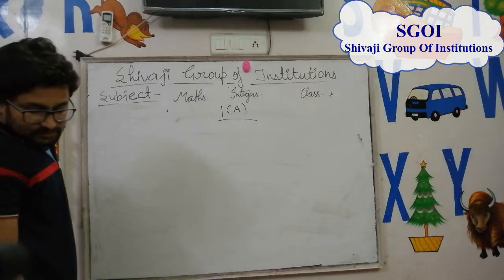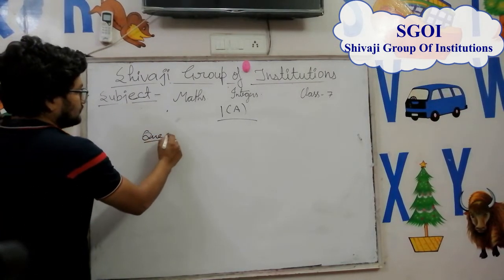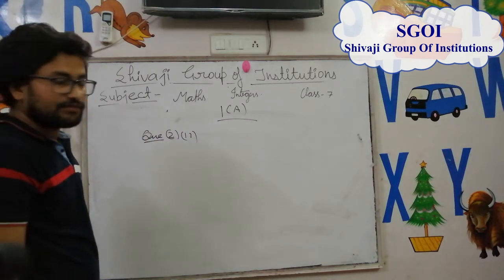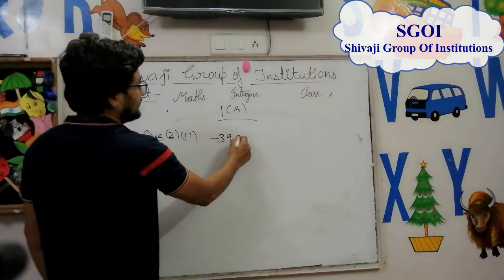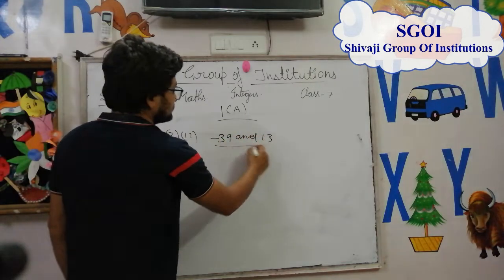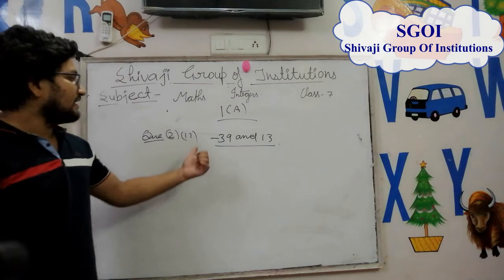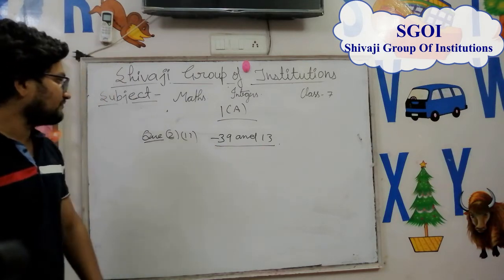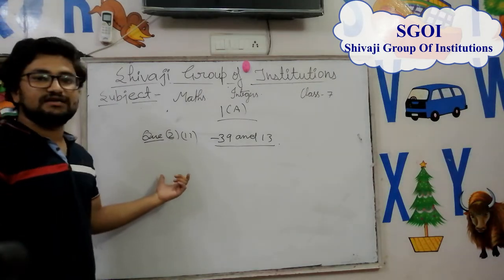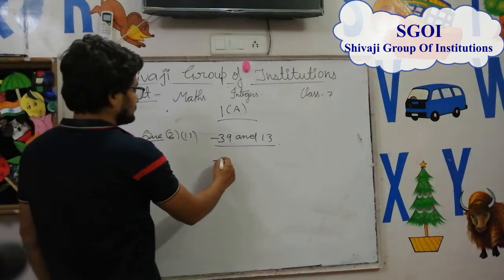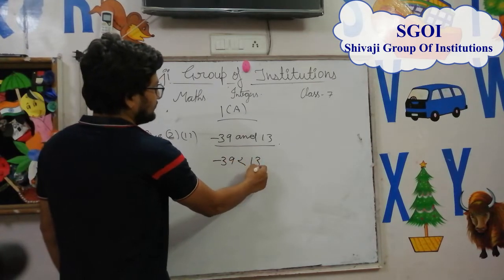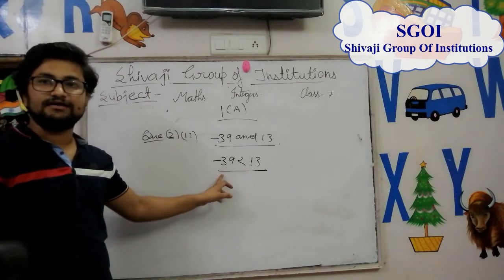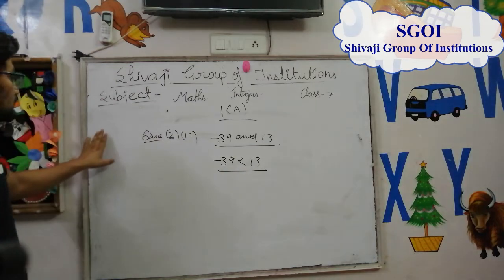In question number 2 I am doing the second part. It says minus 39 and 13. This is very obvious: this integer has a negative value and this integer has a positive value. So you won't find any confusion in telling which is the greater integer. Obviously, minus 39 is smaller than 13, or you could say that 13 is greater than minus 39. I think you are very clear with this.